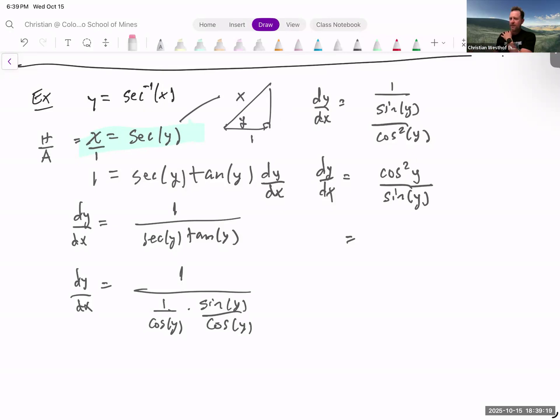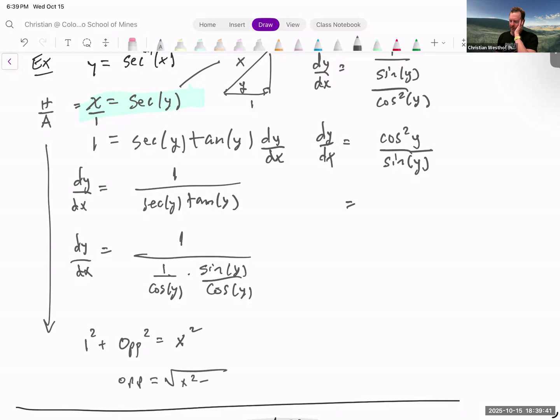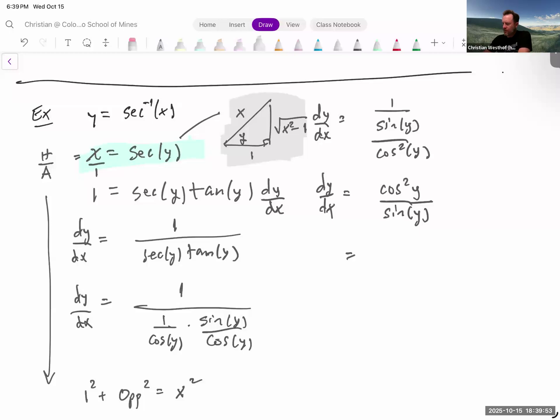We should probably work that out. Here, let's work on the Pythagorean theorem. So 1 squared plus the opposite side squared is equal to x squared for the hypotenuse squared. Opposite is going to be root x squared minus 1. So here's our triangle set up with the ratios, and we need to put in cosine squared y over sine y and see what happens.